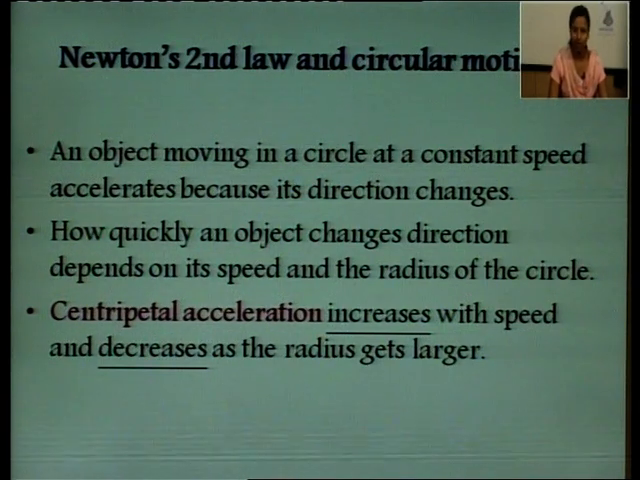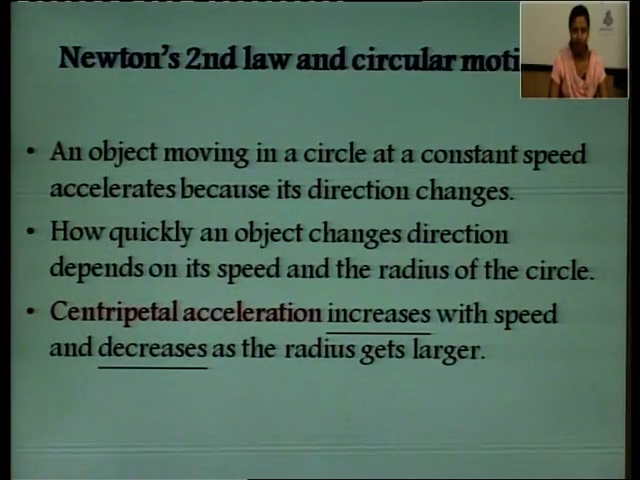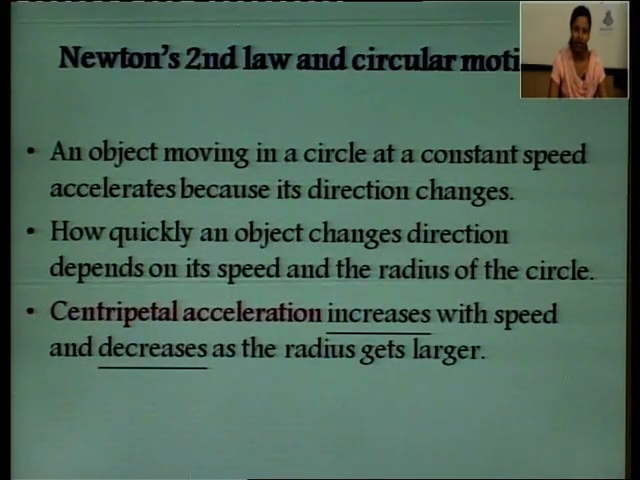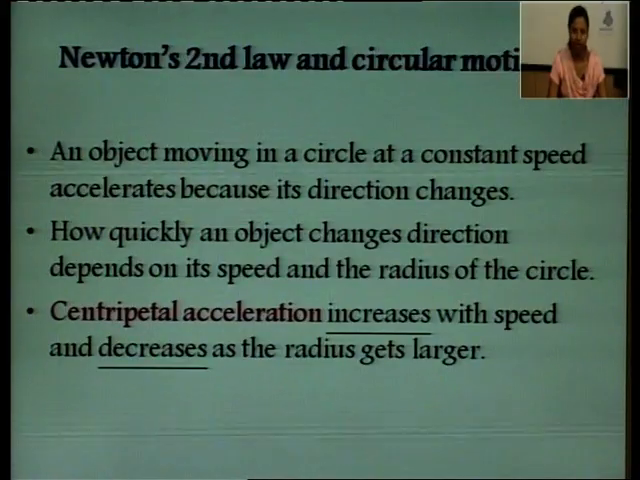So, centripetal acceleration depends upon two things. The first one is speed and the second one is radius. And centripetal acceleration increases with speed but decreases with radius, if we want the radius to get larger and larger. So, centripetal acceleration is directly proportional to velocity but inversely proportional to radius.